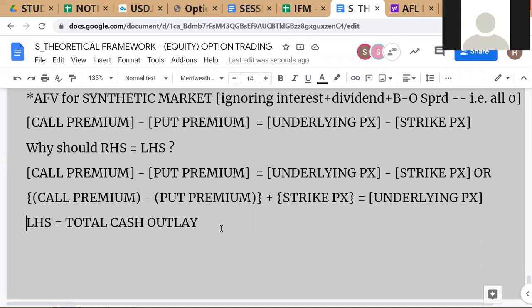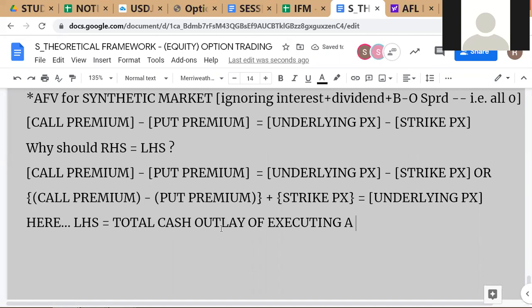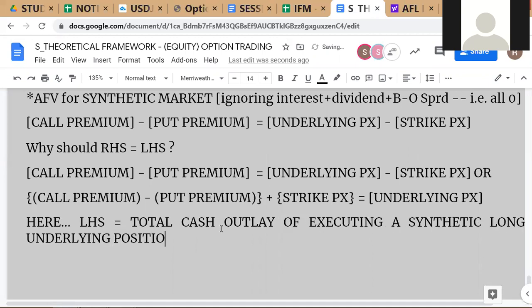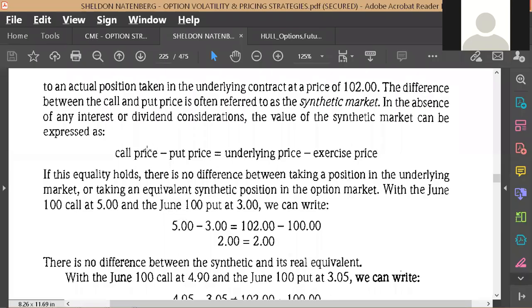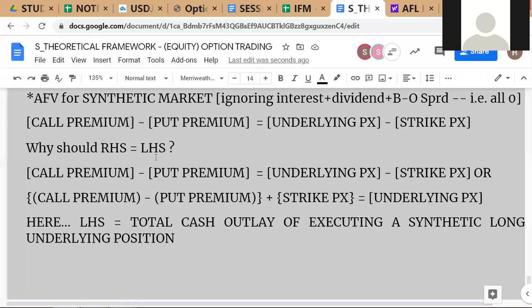Here, LHS is equal to total cash outlay of executing a synthetic long underlying position, okay? Why is this the total cash outlay? Think about it. What is the first term on the LHS at a high level here? Call premium minus put premium. What is call premium minus put premium? That is, I buy the call, I have to put up $5. I sell the put, I receive $3. So net outflow for me is $2.